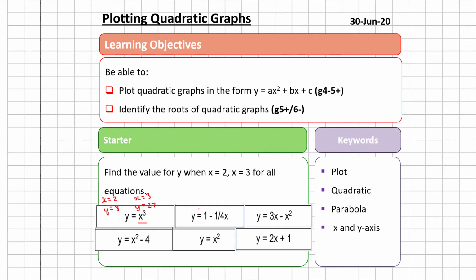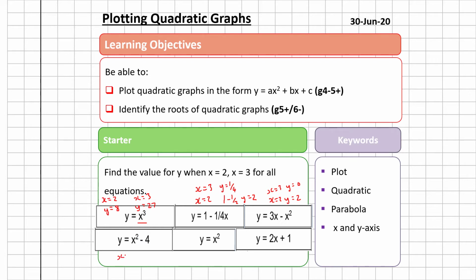Now, when x equals 2 here, you have minus a quarter times 2, so you're going to get 1 minus a half, so that's going to be y equals 2. And when x equals 3, y is just going to equal a quarter. So when x equals 2 here, y is going to become 6 minus 4, so y equals 2. Now when x equals 3 here, y is going to be 0.